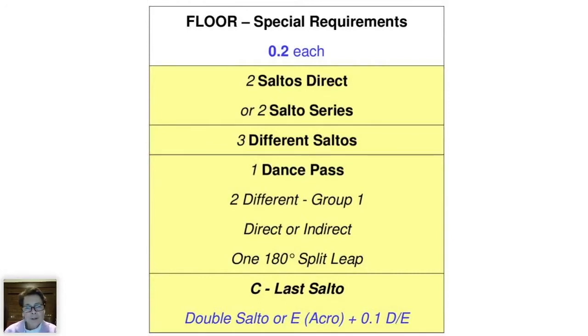College is only a 2/10 special requirement, and the reminders are that it's a 2 salto direct or a double 2 salto series is the first one. 3 different saltos is the second one. The third one is dance pass, which is the same as age group. 2 different group 1, direct or indirect, 1 180-degree split leap, and a C last salto.